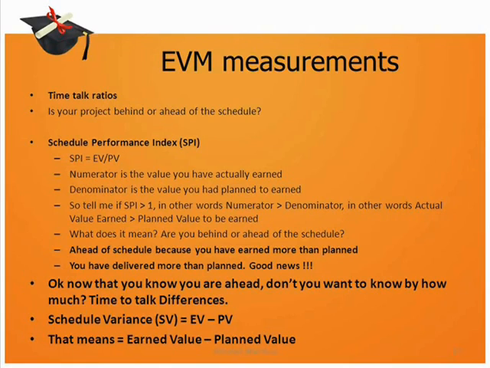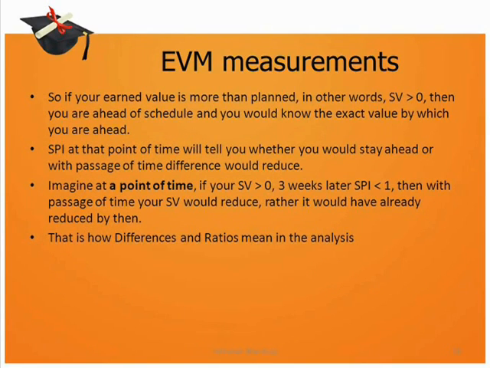This is a place wherein the differences come in. So the difference to look at here is schedule variance, which is EV minus PV. Remember, SPI is EV by PV and schedule variance is EV minus PV, which is a difference formula. What happens if your SV is greater than 0? Obviously it means your earned value is greater than the planned value, which means you are ahead of schedule, and you also know the exact value by which you are ahead.